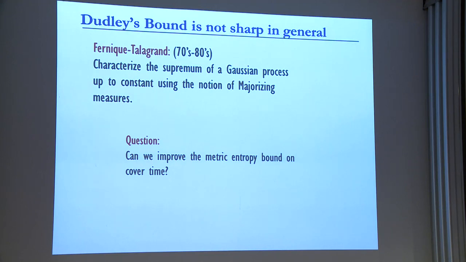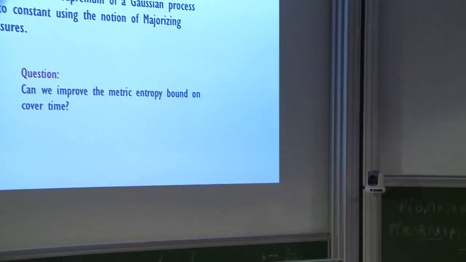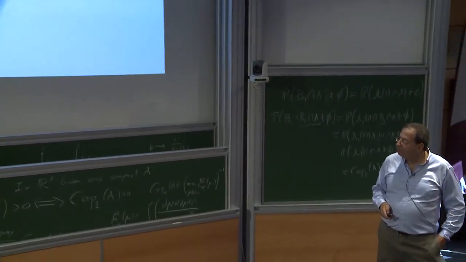Fernique and Talagrand, culminating in Talagrand '87, managed to find a sharp formula for the sup of a Gaussian process. And naturally, is this analogy useful? Can we use their theory somehow?